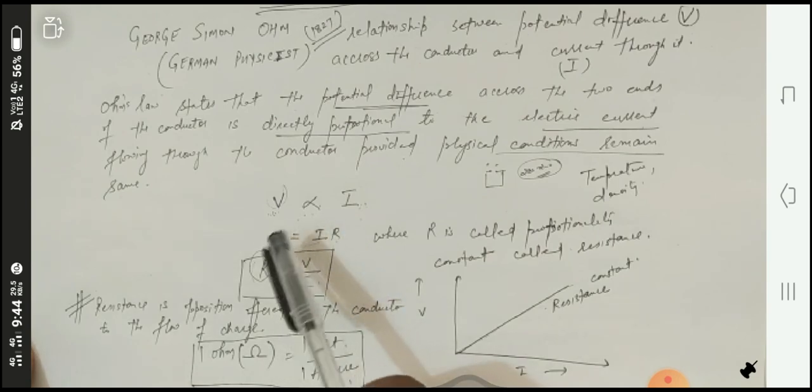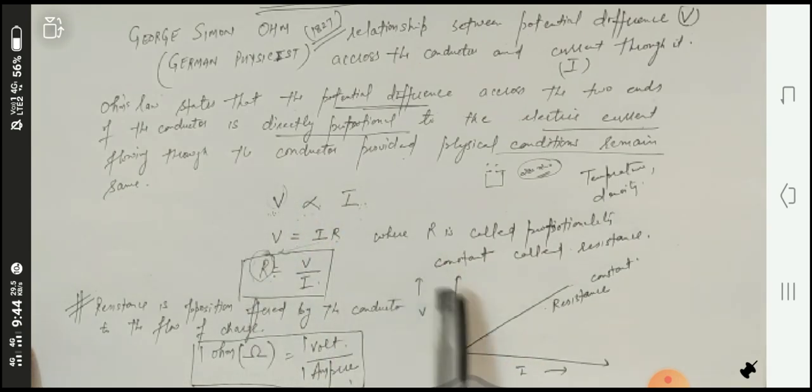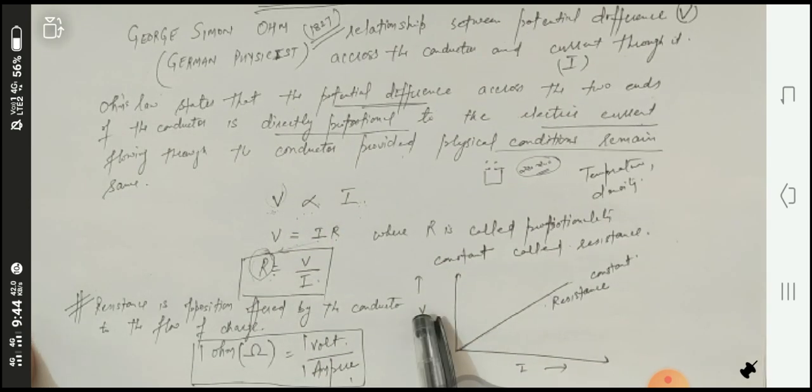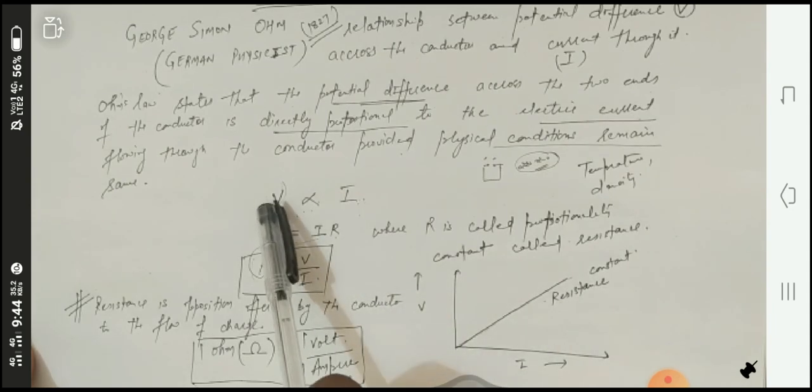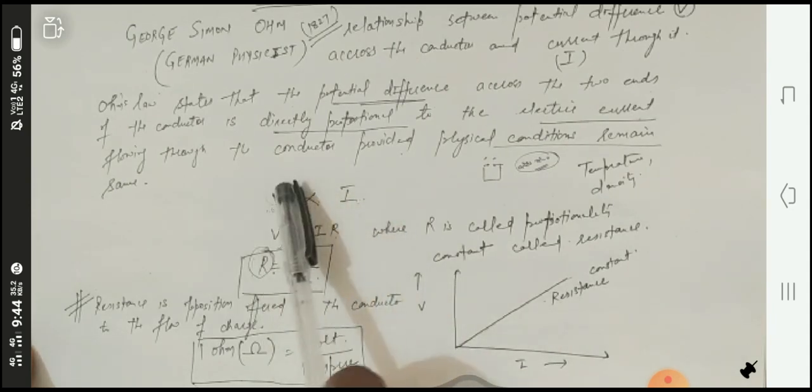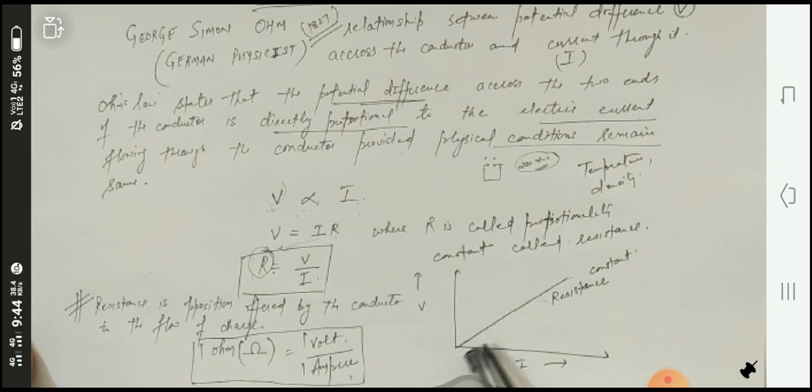Now, if you want to draw a graph between V and I, meaning potential difference and current, according to the law, they both are directly proportional. Fine. If you increase the value of potential difference, then the current will increase. The straight line gives the constant resistance. Right?